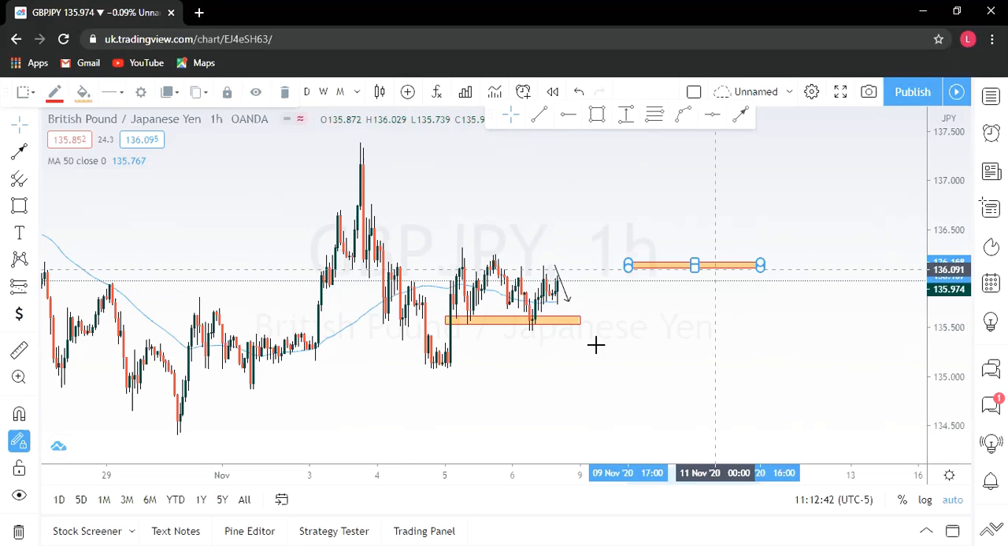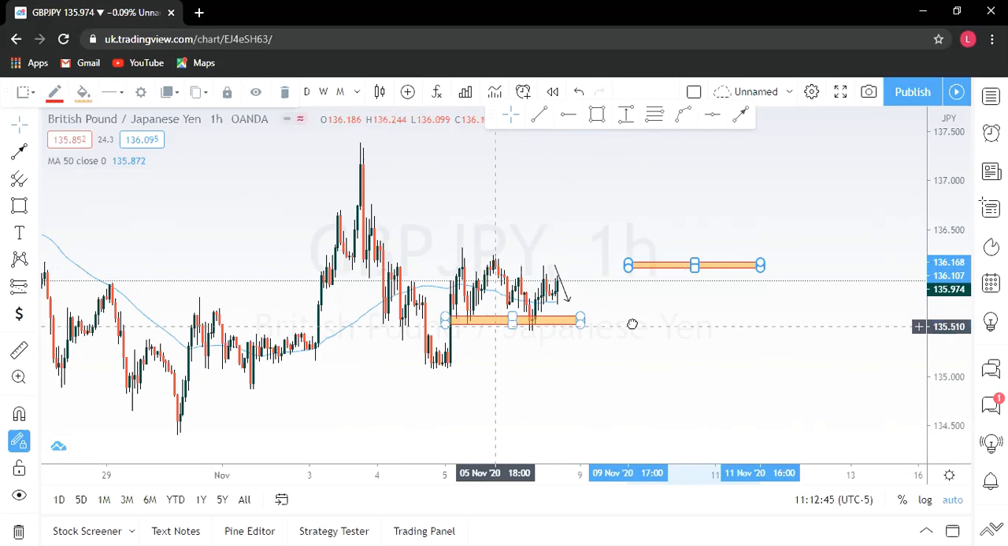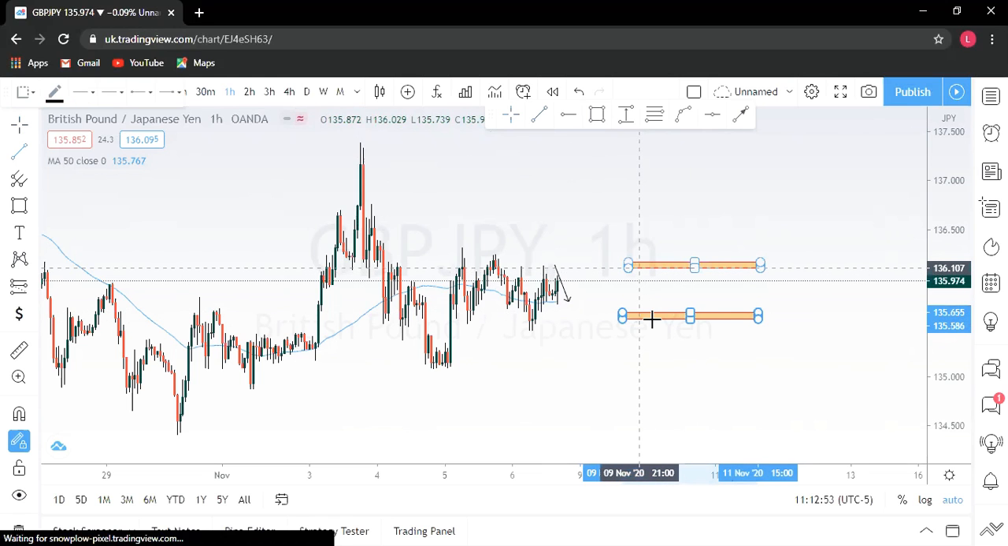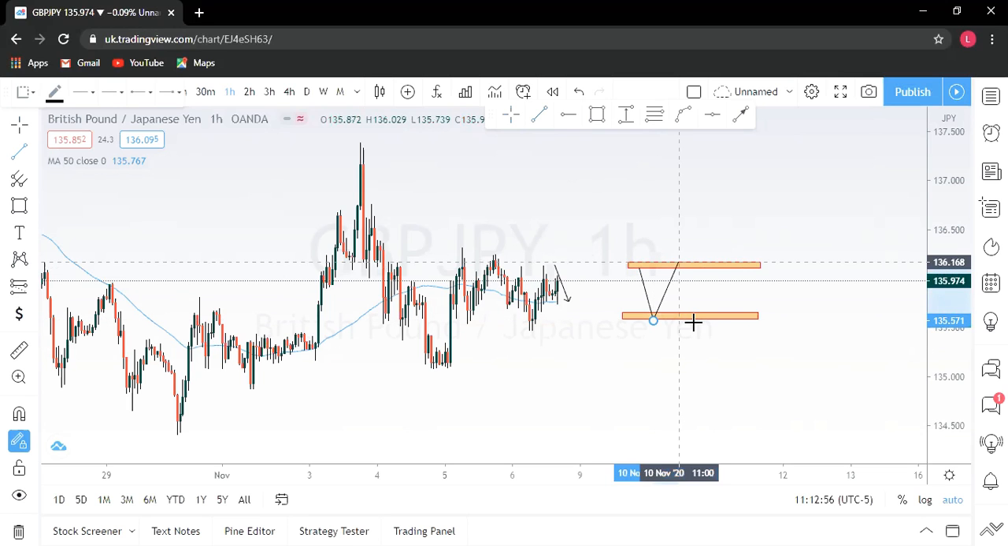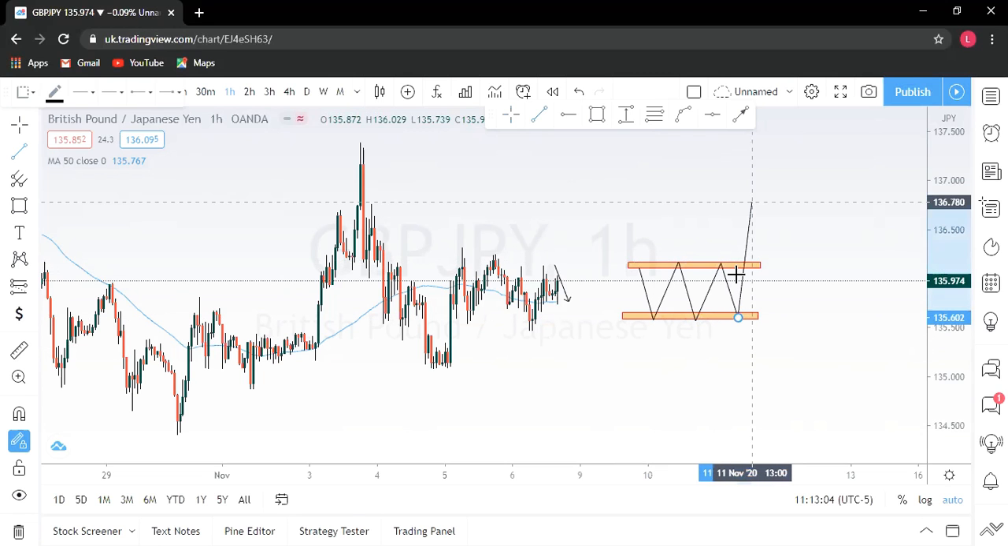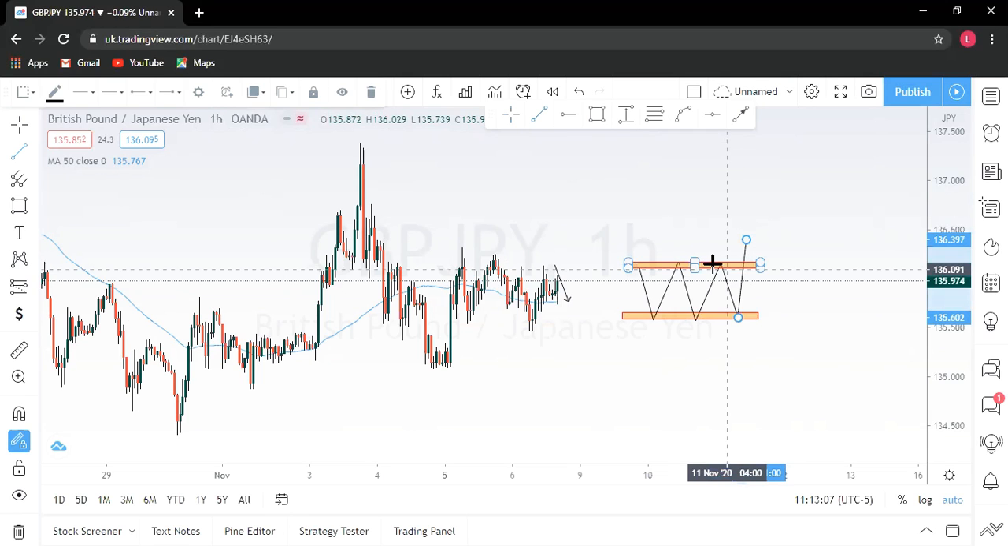So let's assume this is your resistance and this is your support. On a resistance, we expect the market should sell. So after the sell, we expect the buy, sell, buy, sell, buy, then boom, the market breaks out of this resistance. Since the market has broken out of this resistance, there could also be a fake out.